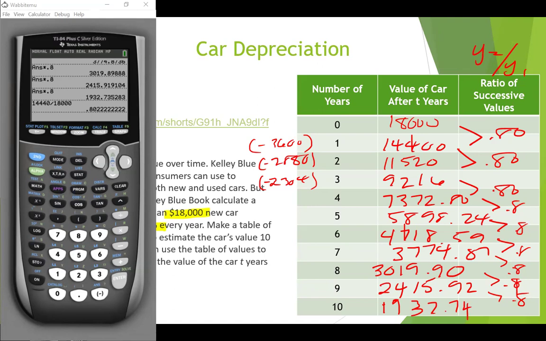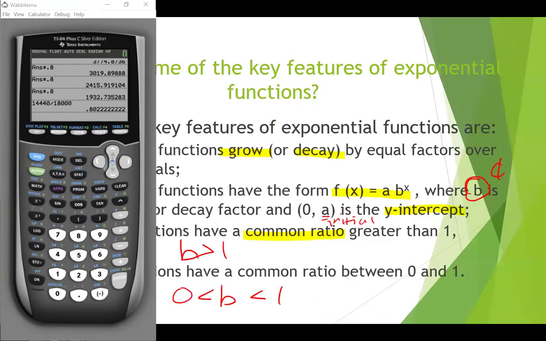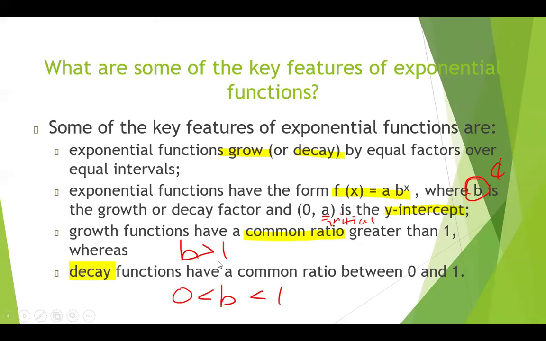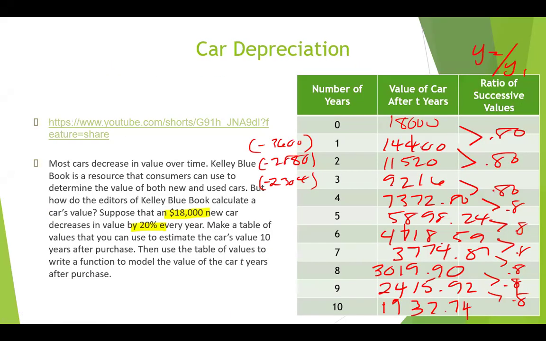That is your constant, sorry, not your growth rate. Can I go back to our notes page really quick? That is our common ratio. Let me hide Sylvie. So our common ratio, which is our B value, is between 0 and 1. So obviously this is a what? A decay. And that makes sense, right? Because what is my car's value doing? Decaying.